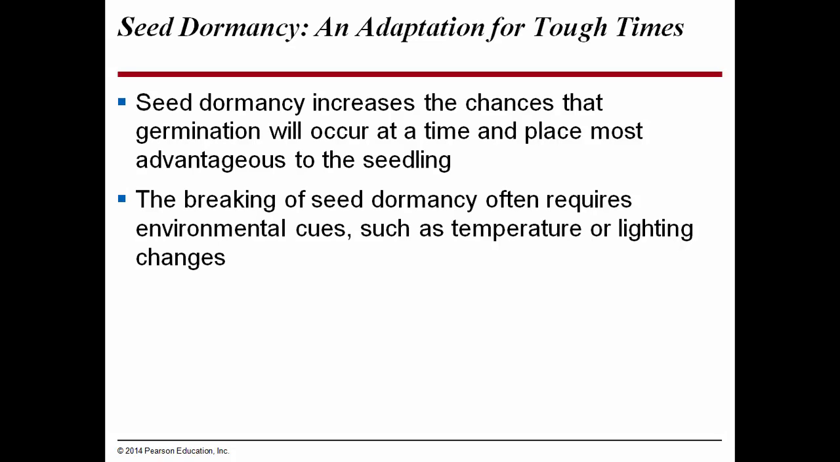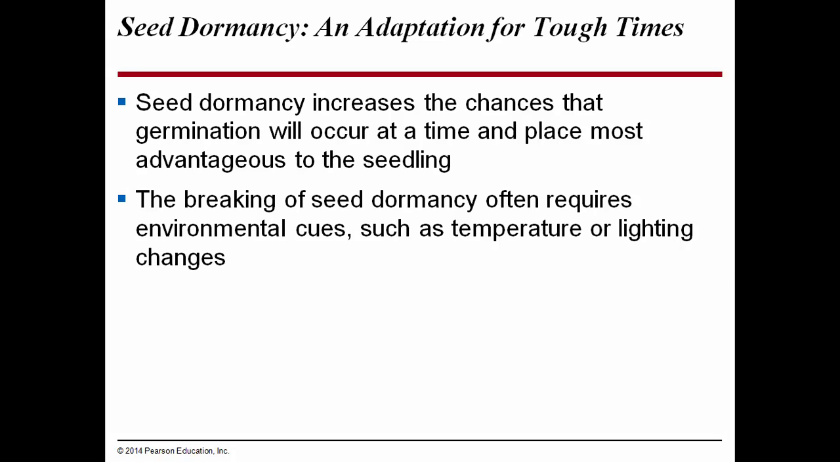So seed dormancy increases the chances that germination will occur at a time and place most advantageous to the seedling. The breaking of seed dormancy often requires environmental cues such as temperature or lighting change. So seeds won't sprout until the spring when the conditions are right. They have to have the right amount of rainfall and all different kinds of conditions. In fact, what's interesting is some seeds won't even sprout unless they're treated in certain ways.